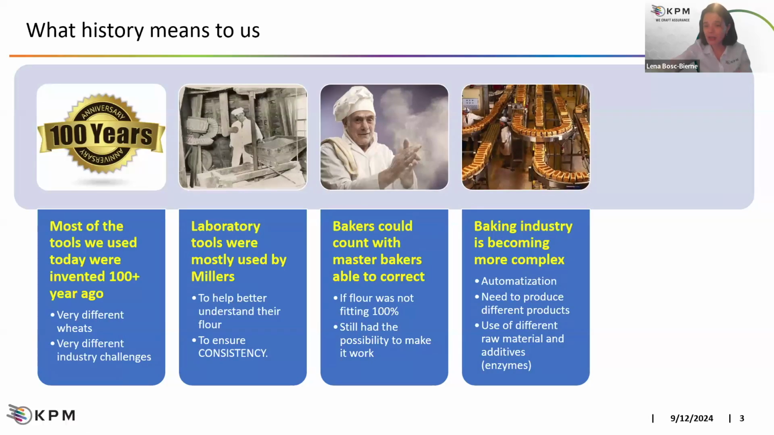Additionally, the baking industry is becoming more complex. We have seen high levels of automatization, but we also now need to produce much more variety than before. Now it's no longer just about the standard biscuit. It's about the gluten-free biscuit and the whole wheat biscuit and the low-fat biscuit or keto biscuit or whatever. There is a need for many more raw materials, many more flours, much more variety, many more additives as well, and enzymes have grown a lot in the past 100 years.